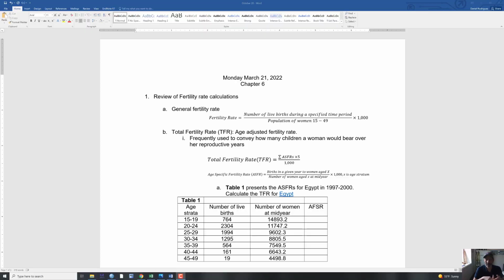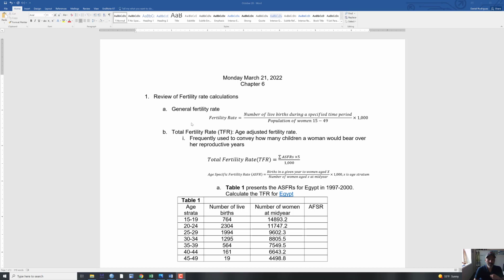In this chapter, we're talking about indicators of population health. We'll start with looking at fertility rates and then go to years of potential life lost. We can also look at infant mortality rate as well and get some ideas of what's going on with our population. Let's start with fertility rates.